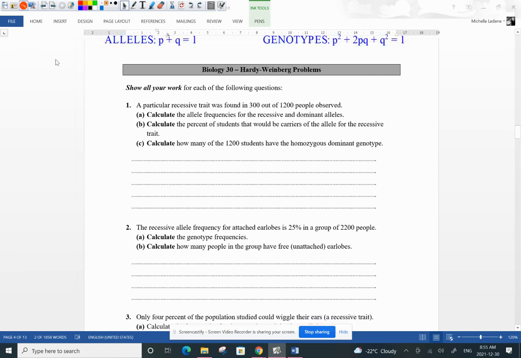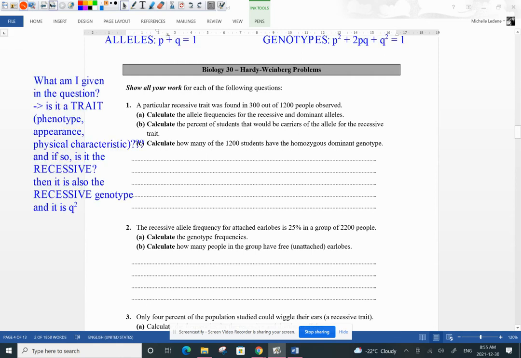And again, same thing, write out your alleles and your genotypes. And then once you've got them done, here's a really important clue to figure out how to approach these questions. You've got to ask yourself, what am I given in the question? Have they given me a trait, a phenotype, what something looks like, its appearance or its physical characteristics? Then, if it is a trait, is it the recessive trait?